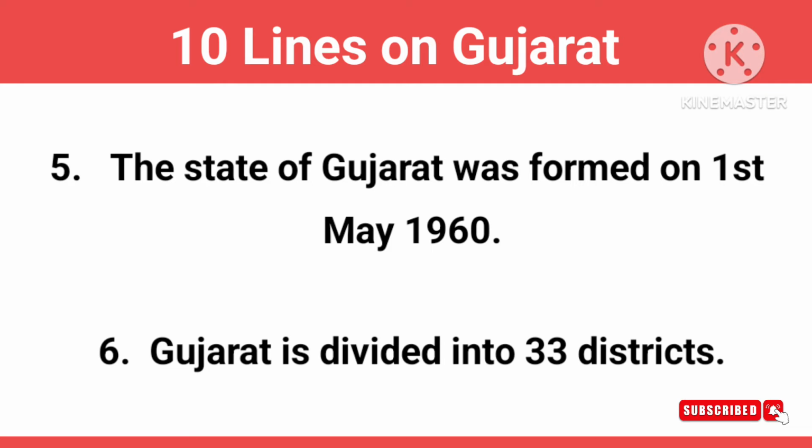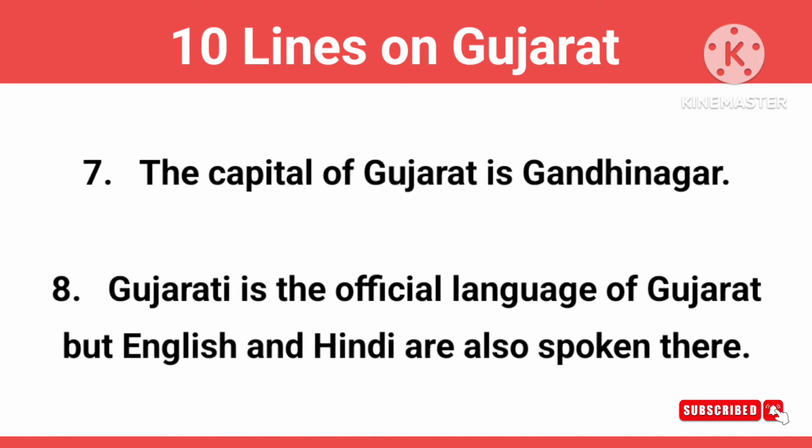The state of Gujarat was formed on 1st May 1960. Gujarat is divided into 33 districts. The capital of Gujarat is Gandhinagar. Gujarati is the official language of Gujarat, but English and Hindi are also spoken there.